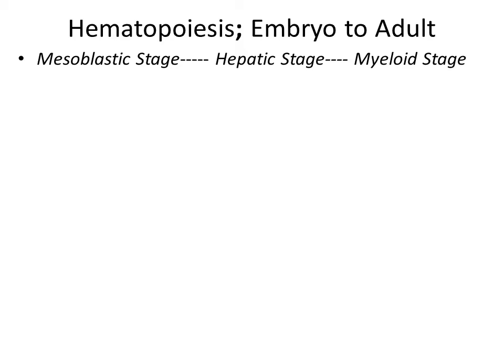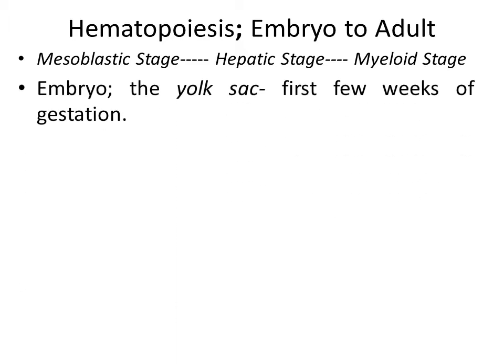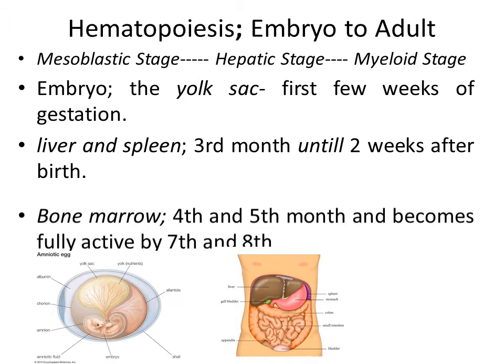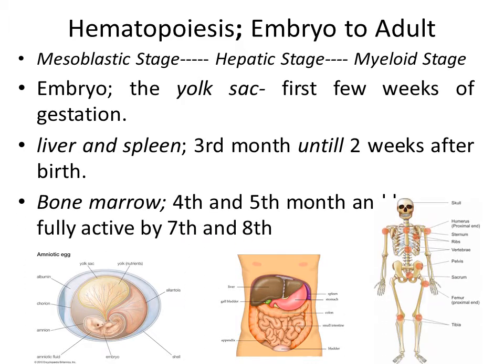Depending on the site of blood production, it is categorized into 3 different stages: the mesoblastic stage, hepatic stage, and myeloid stage. In the mesoblastic stage, the site of blood production is the yolk sac. In the hepatic stage, the site of blood production is the liver and spleen. And in the myeloid stage, the site of blood production is the bone marrow. Looking at the period at which each stage starts the commencement of blood production, you can see that each stage takes over from the previous stage.